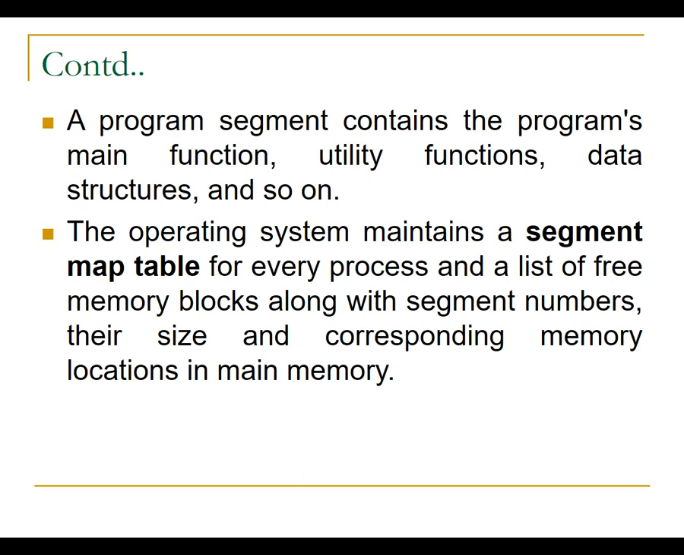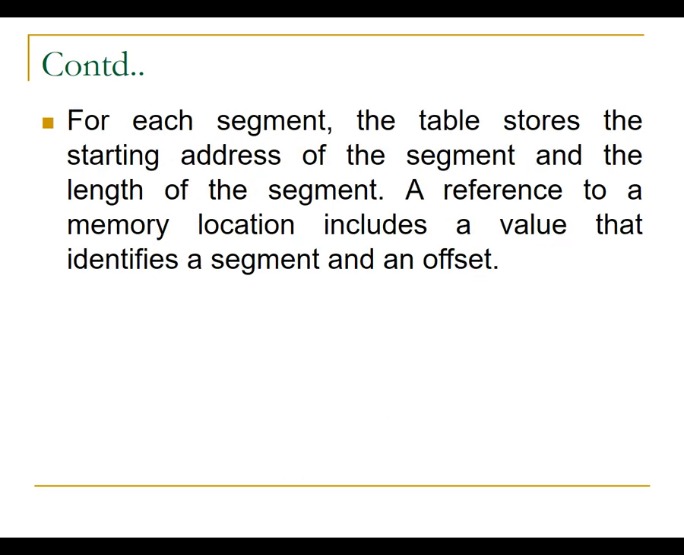That means whenever segmentation is maintained by the operating system, it internally also maintains a table. That table is called a segmentation map table, in which detailed information is stored corresponding to the memory location in the main memory. Now, for each segment, the table stores the starting address of the segment and the length of the segment. A reference to a memory location includes a value that identifies the segment and its offset.